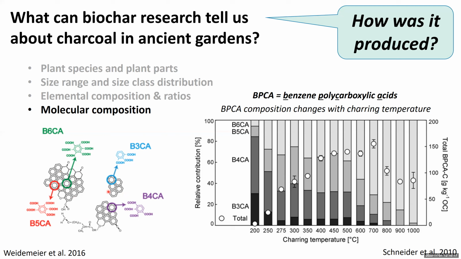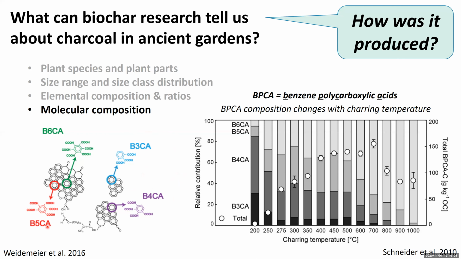So break apart these big clusters into smaller benzene, smaller molecules. And each of these types of BPCAs tells us about how big the cluster of aromatic carbon rings was that it came from. It tells us that by the number of carboxylic acid groups, the COOH groups, that are attached to it after it's separated from the cluster. So for example, B3CA comes from a smaller cluster of aromatic rings where it is less surrounded by other aromatic carbon rings. B3CA is shown here in blue.